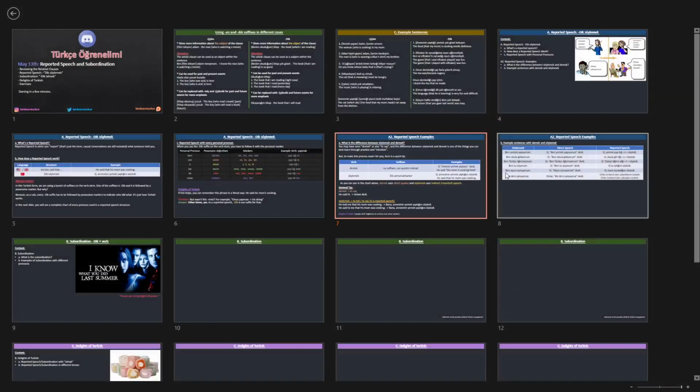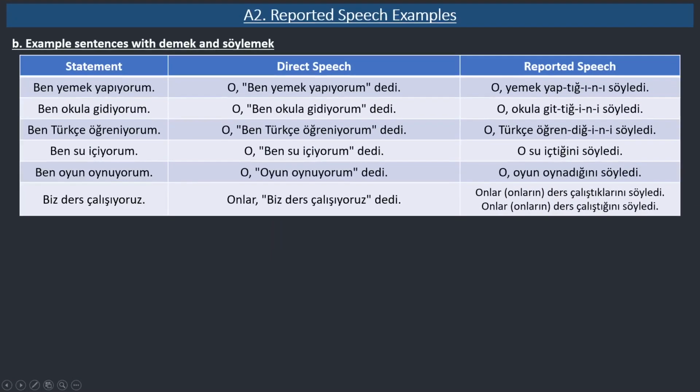And yeah, your example looked like onlar ders çalıştığımızı söyledi. Yeah, they said that we are studying. Like in this case, we are the group that is studying. Okay. So we will do more examples later on.